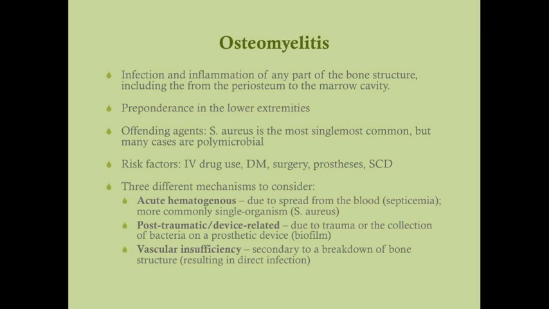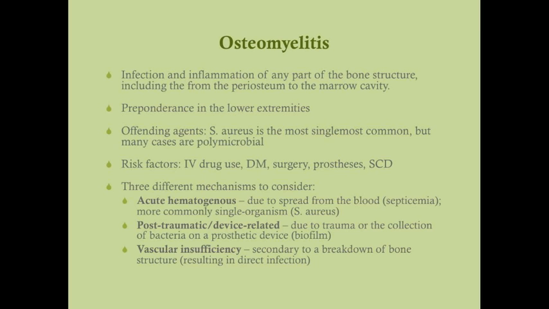There tends to be a preponderance in the lower extremities, and of the offending agents, Staph aureus is the single most common, but many cases are polymicrobial. So when we treat osteomyelitis, generally we have to use empiric coverage, covering staph, strep, and gram-negatives. Risk factors for osteomyelitis include IV drug use, because we're introducing external bacteria into the system, diabetes mellitus, surgery, prostheses, and sickle cell disease. So there are 3 different mechanisms to consider when we consider how you can get osteomyelitis.